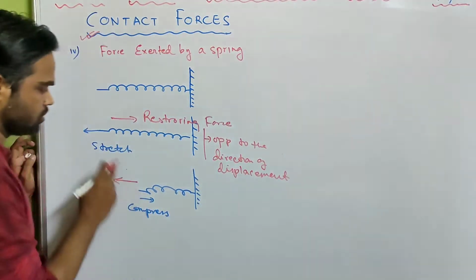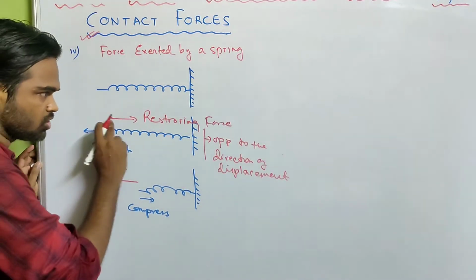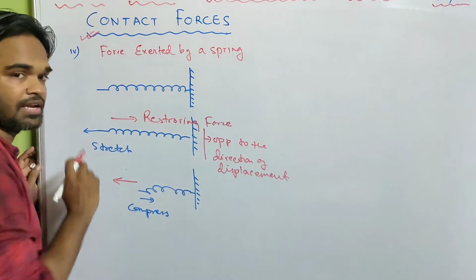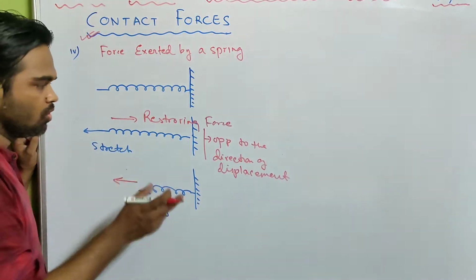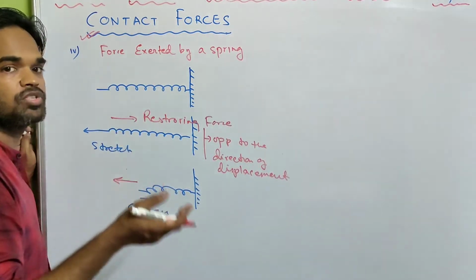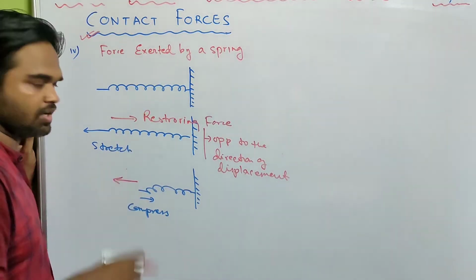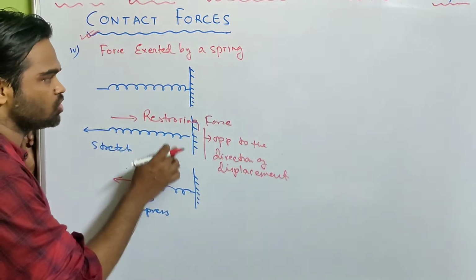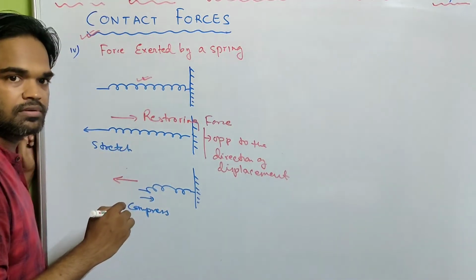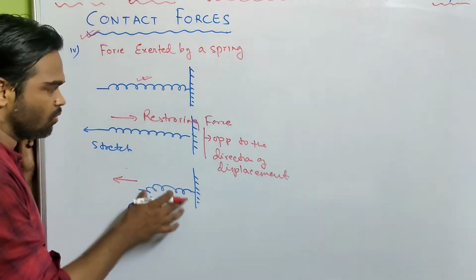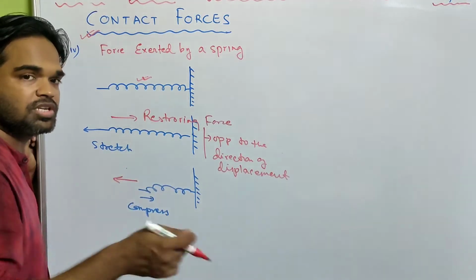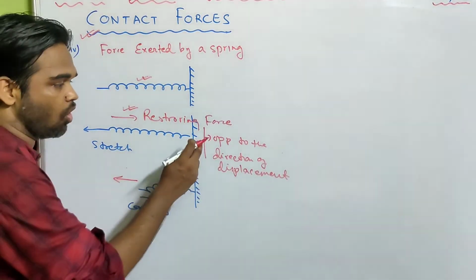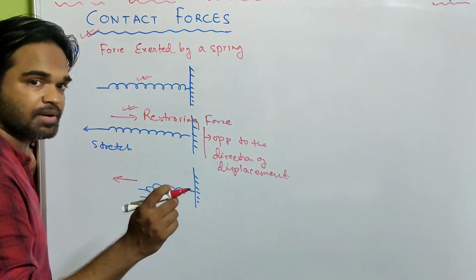Am I clear? Just look, the body is displaced over here, so a restoring force acts in this direction to restore the spring to its original position. That is why it is known as restoring force. If you stop pulling it, then what happens? It goes back to its normal position. If you stop compressing it, then what happens? It goes back to its normal position. So that is why it is known as a restoring force, opposite to the direction of displacement.